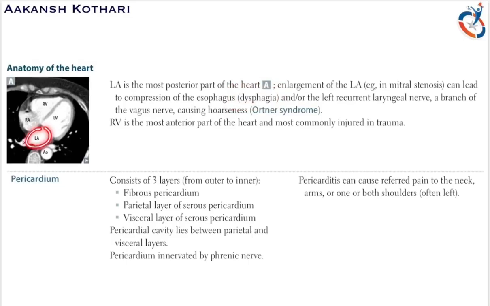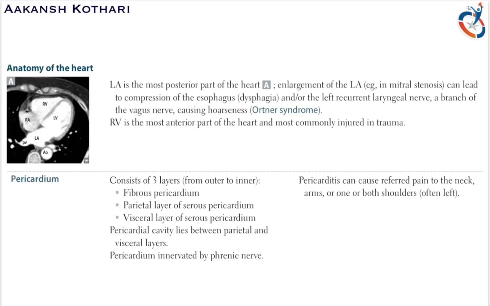This enlargement of the left atrium can also lead to compression of a nerve, which is the left recurrent laryngeal nerve, which is a branch of the vagus nerve, and hence would be presented as hoarseness of voice. Always remember that if there is compression of the left recurrent laryngeal nerve, then it is always presented as hoarseness of voice, and it is seen in Ortner's syndrome.